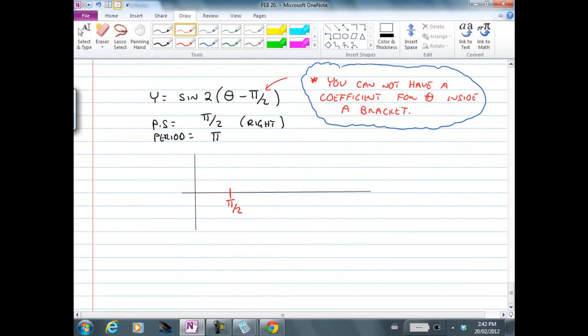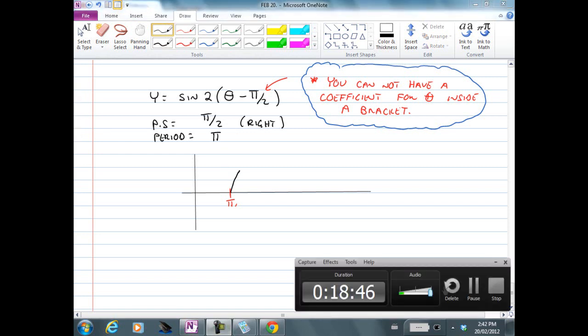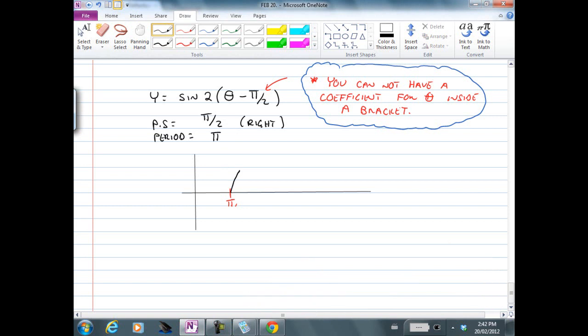Done. This is pi by 2 to the right. So, I'm going to draw in my sine graph. You didn't write pi by 2. Yeah. Oh, pi by 2. So now, I'm going to draw in my sine graph. Okay. Again, there's my sine graph. Always, I have my starting point. Now, I need to figure out the ending point.